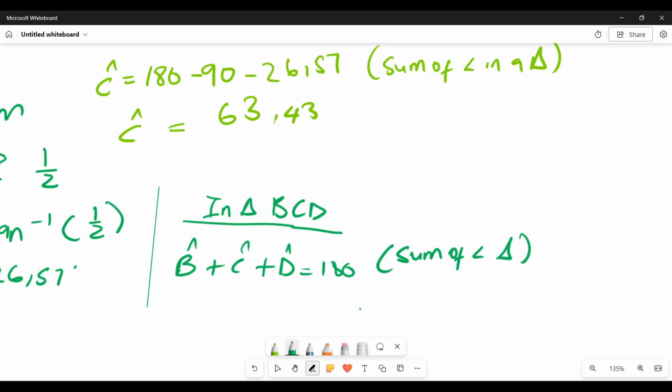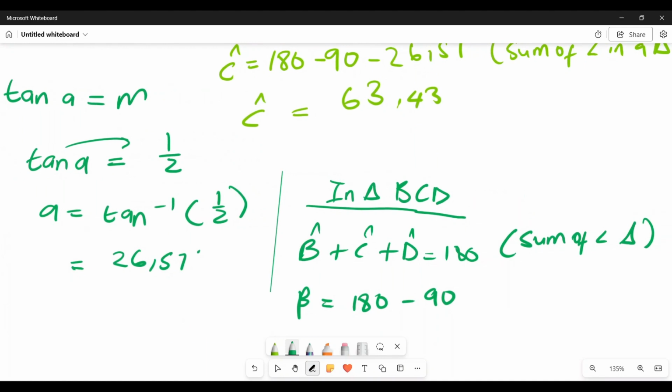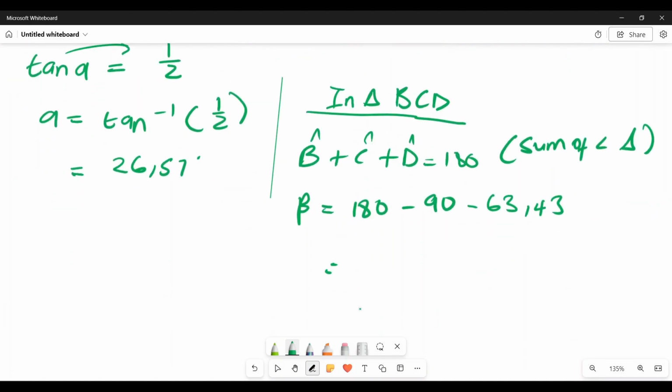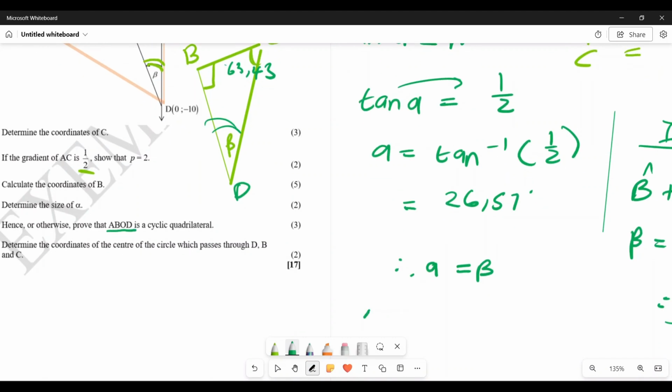So as a result, my angle D, which is represented by beta, is going to be equal to 180 minus 90, because remember, your angle B is 90, your angle C is 63,43. And this would be equal to 26,57. Now, because our angle of inclination is equal to our beta, therefore ABOD is going to be a cyclic quad. So therefore, ABOD is a cyclic quad.